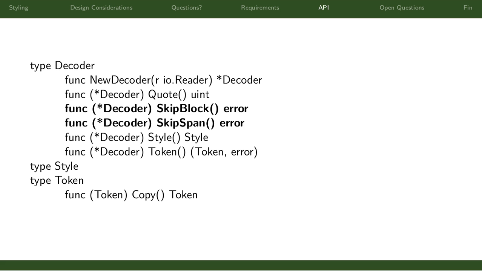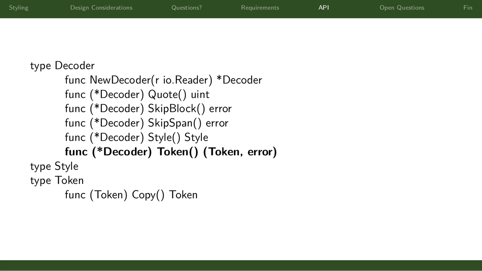There are also the skip block and skip span methods. We're going to ignore these. They don't really matter. They're just a quick way to say, okay, skip over parsing the rest of the current block style or the rest of the current inline span. That's just a performance thing. If you're writing an editor maybe and you decide you're going to remove something, you don't want to bother parsing the rest of it. We're not going to talk about those. They don't really matter to the API.